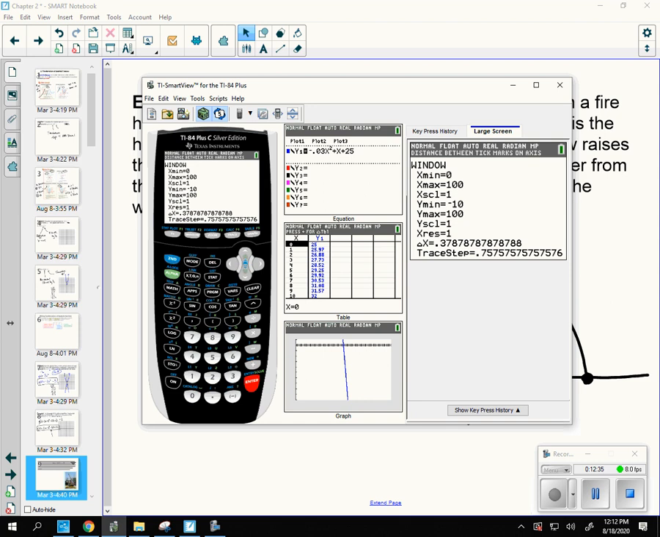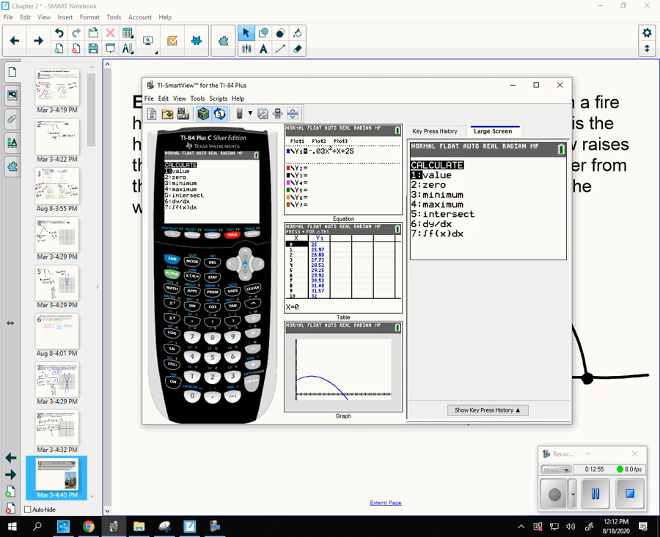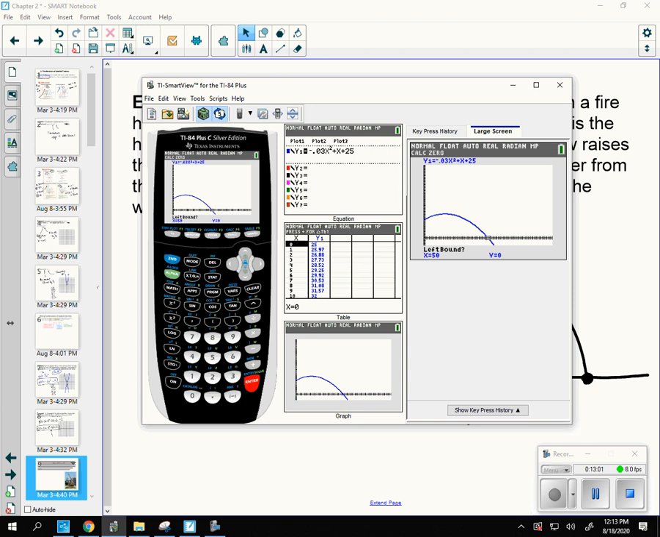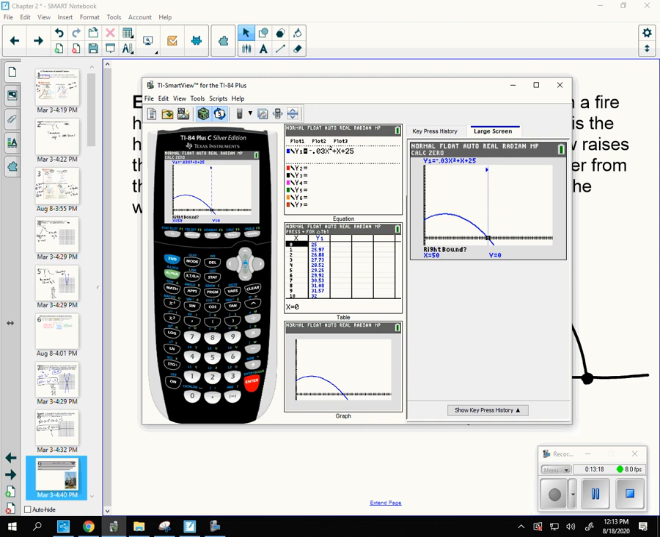So go to your window setting on your graphing calculator and now hit graph. And there's the water coming out of the water truck. I want to know, where is the x-intercept? At what point is it crossing the x-axis? So I'm going to hit second, calculate, and I want to know the 0. Sorry, I just did 0, number 2. So it's crossing at 50, 0. Okay? So that is the point that it's crossing at.